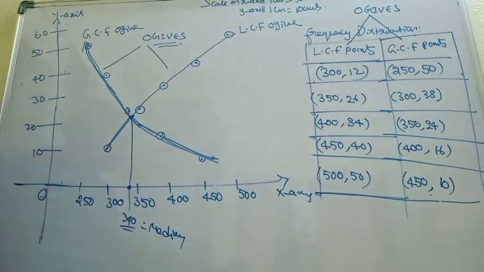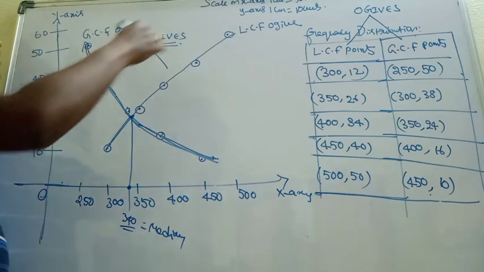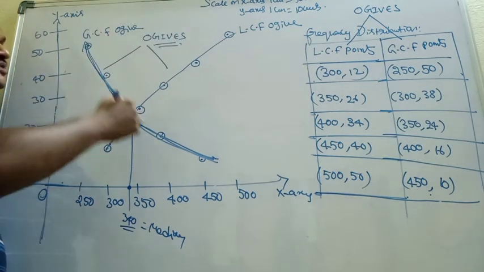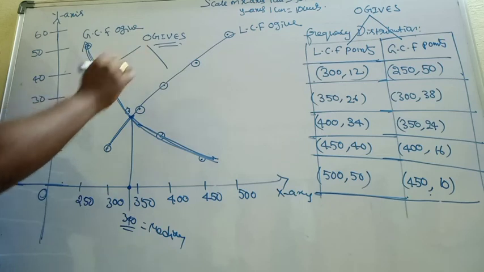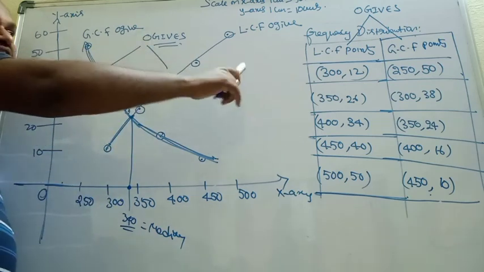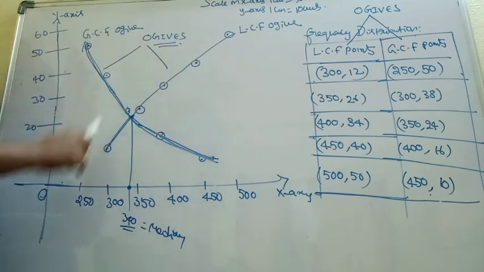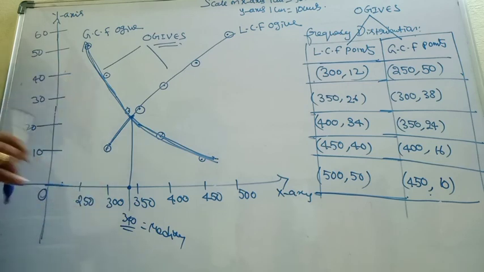This is the way the last exercise shows how to draw the less than cumulative frequency curve and the greater than cumulative frequency curve. Both are called ogives. Once we have the LCF points and GCF points, this is the way, my dear students, that you will draw. All the problems will be done like this only.